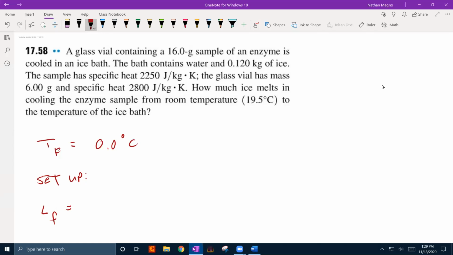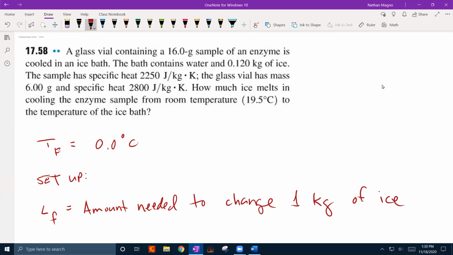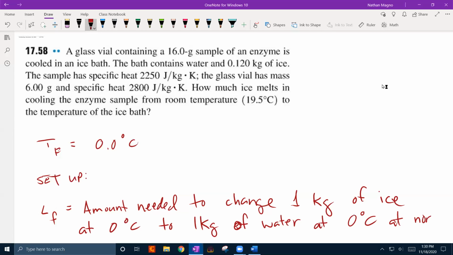That's okay. So the heat of fusion constant is, so I'll write the definition here. It's the amount needed to change 1 kilogram of ice at 0 degrees Celsius to 1 kilogram of water at 0 degrees Celsius. Oh, this is important too. At normal ATM or atmospheric pressure.